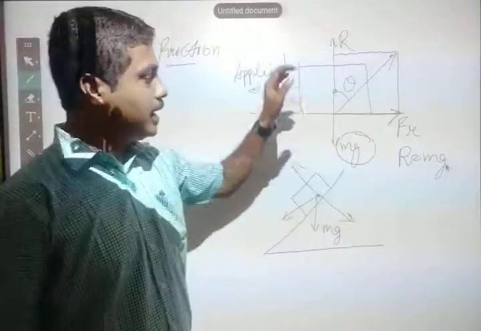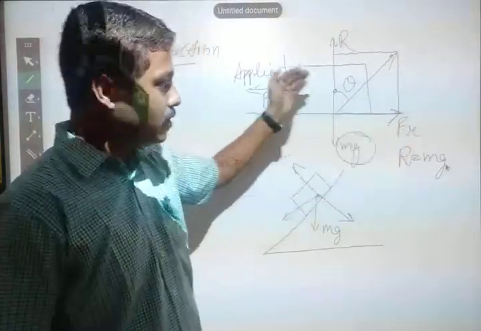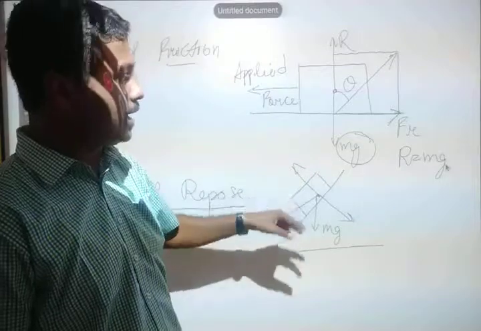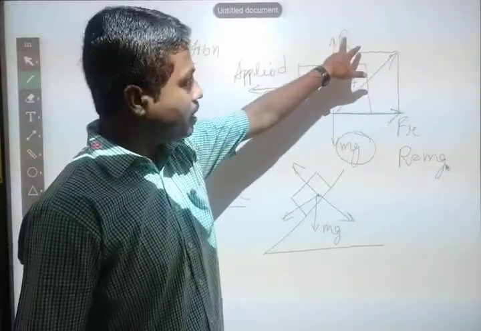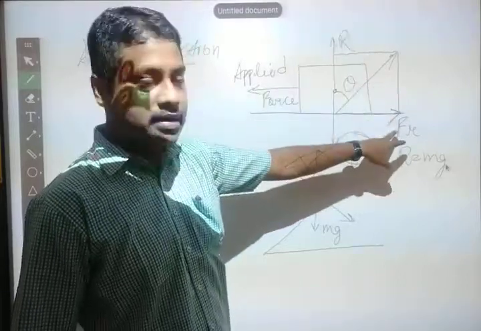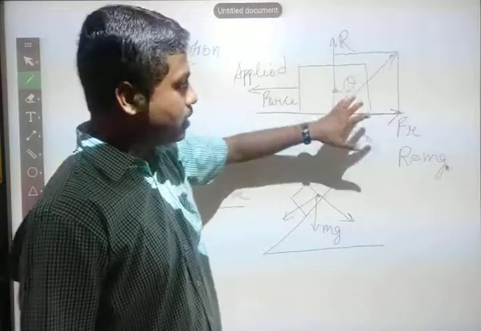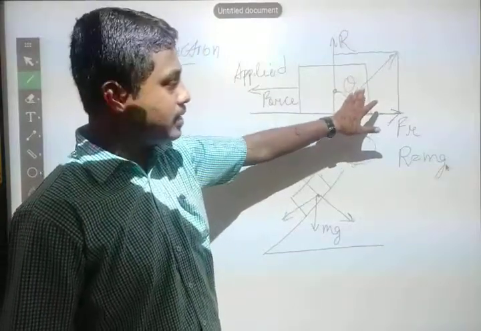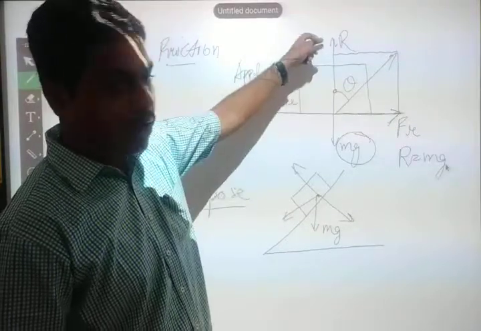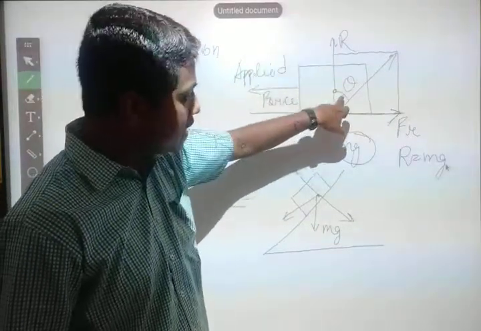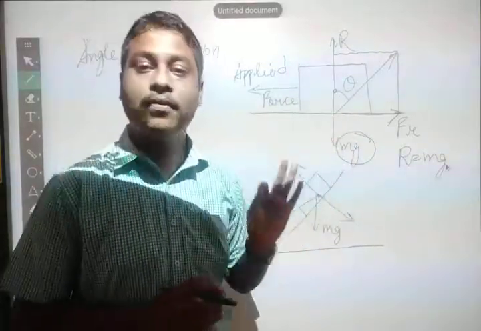Now, this reaction is a vector quantity, and friction is also a vector quantity. If I want to calculate the resultant according to the parallelogram law of vector addition, this is one side of the triangle, this is another side, and the resultant is represented by its diagonal. The angle theta made between the resultant and the reaction vector is called the angle of friction.